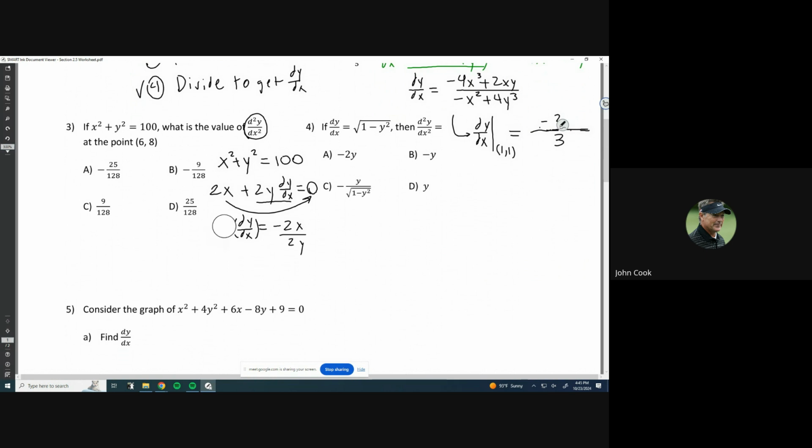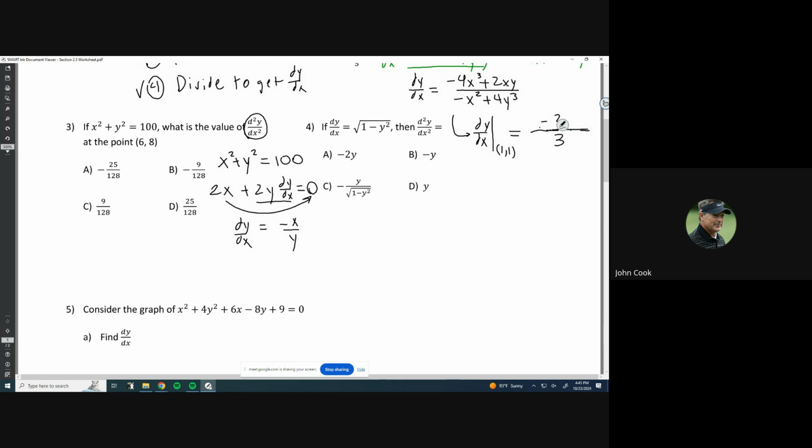And that'll cancel this part out, leaving just dy/dx all by itself. And then the 2's cancel out, leaving me with just negative x over y. All right, so now when we have this, we have the first derivative. Now we've got to get the second derivative.